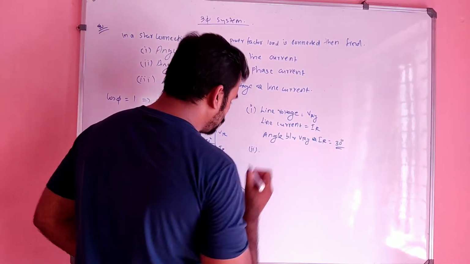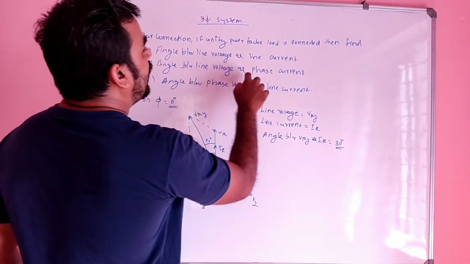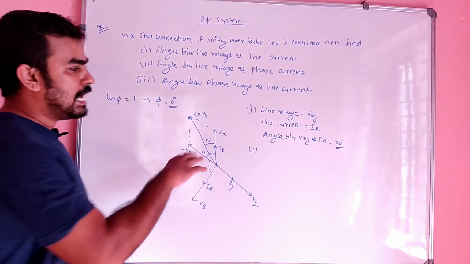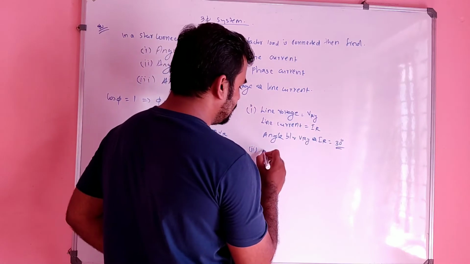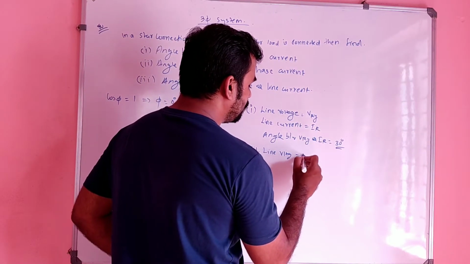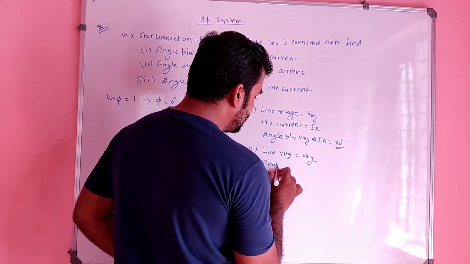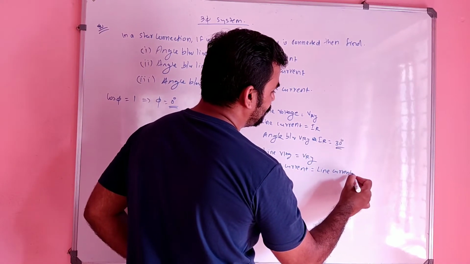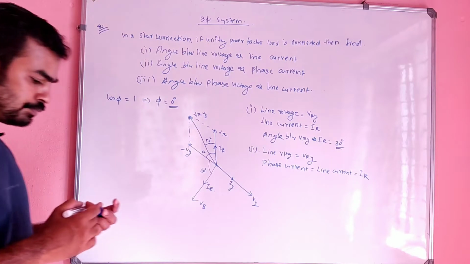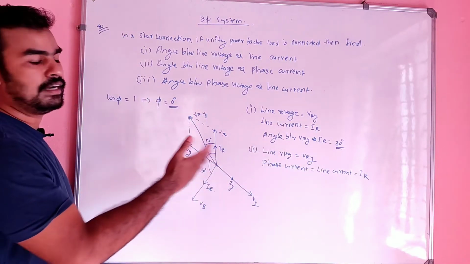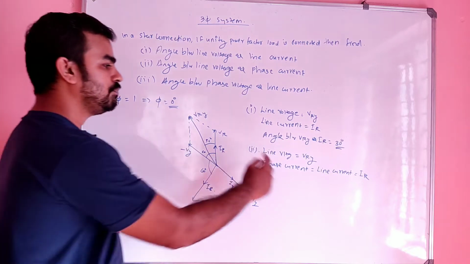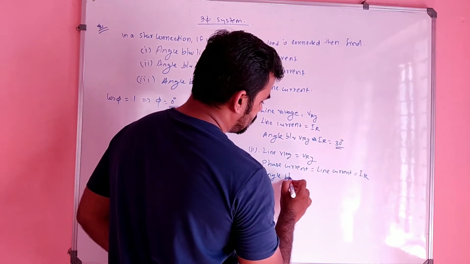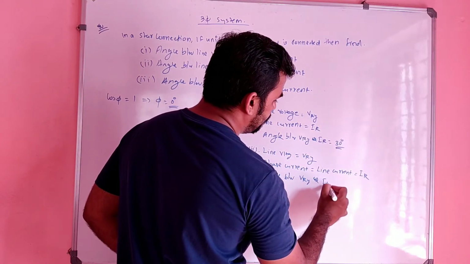Let's move to question number 2: the angle between line voltage and phase current. In a star connected system, line voltage is again that same value, VRY. Phase current is nothing but the line current, because it's star connected, which is IR. Correct or wrong? Line current and phase current are the same in a star connected system. So phase current equals line current equals IR. So again the angle between VRY and IR will be equal to what?